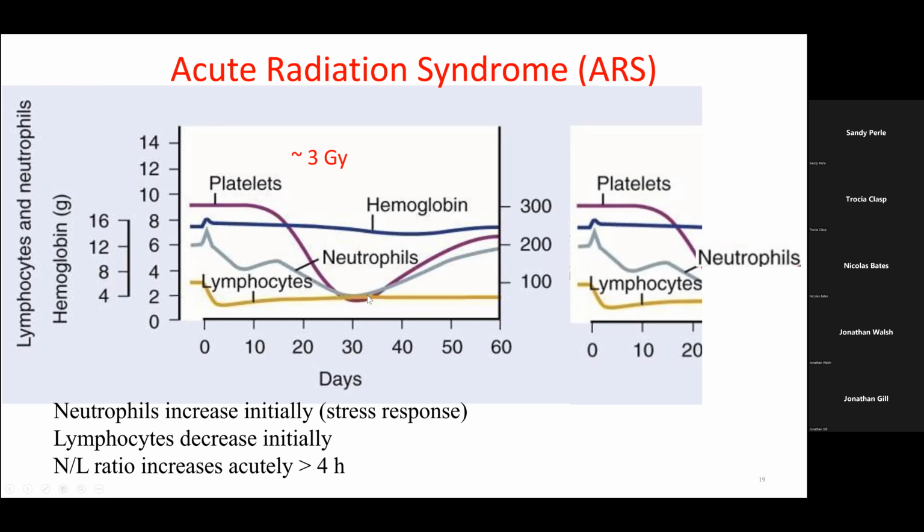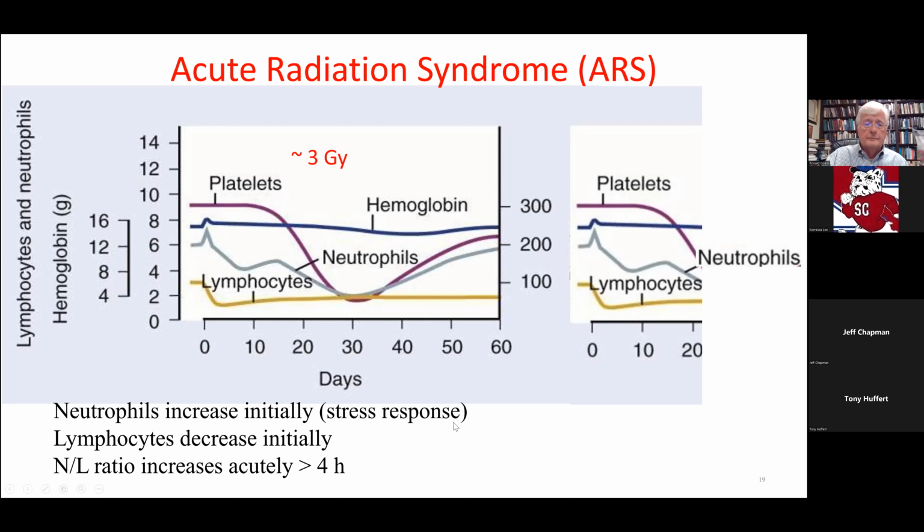So the bottom line is, in the acute phase of relatively high level dose, say 3 gray or so, neutrophils increase, lymphocytes decrease, and so that neutrophil lymphocyte ratio goes up. And so in the right-hand corner, I've just enlarged this a little bit. You can see the lymphocytes go down exponentially, and the neutrophils go up, so that ratio goes up.